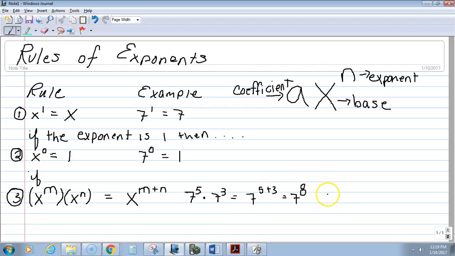But what does that look like if I just had x's and not 7's? It'd be the same thing. Let's say I have x to the 5th power, and I multiply that by x to the 3rd power. My answer would be, my base stays the same. It doesn't matter if it's 7. It doesn't matter if it's x. X to the 8th power. Okay, and I know you did this last year, so try to remember, and then write your sentence explaining what we just did.